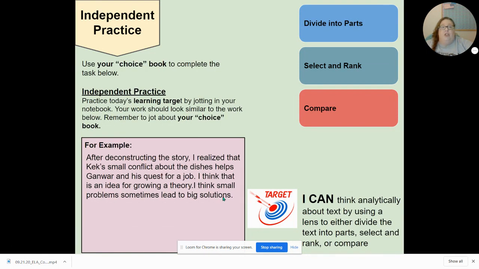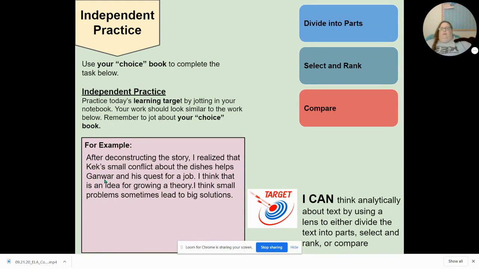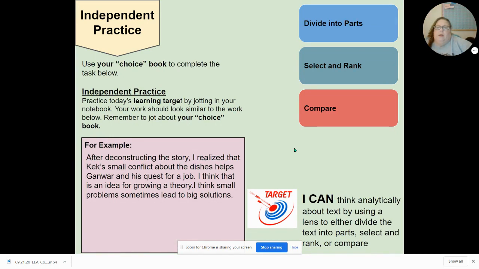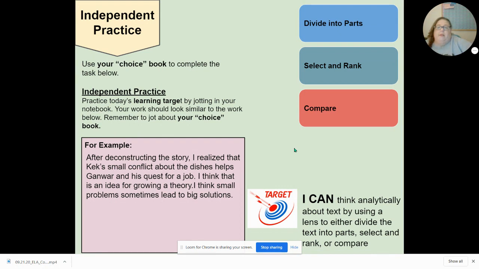So what are your expectations for today? You want to use these strategies to think analytically about the text, and this is what your stop and jot might look like about your book of choice. After deconstructing the story, I realized that Keck's small conflict about the dishes helped Ganwar and his quest for a job. I think that is an idea for growing a theory. I think small problems sometimes lead to big solutions.